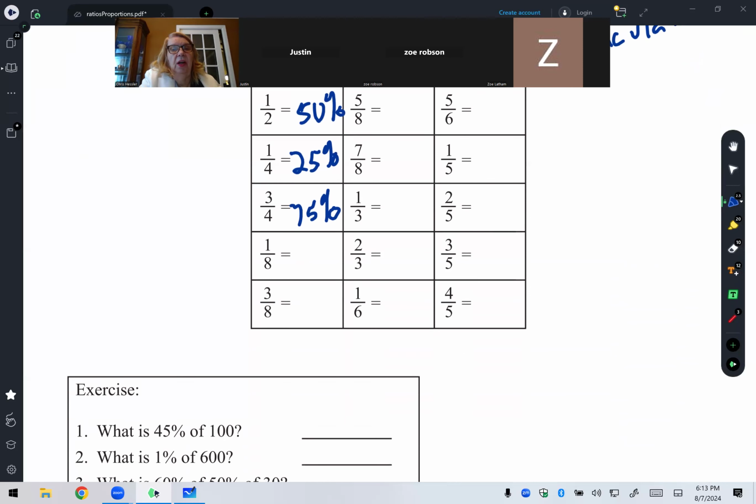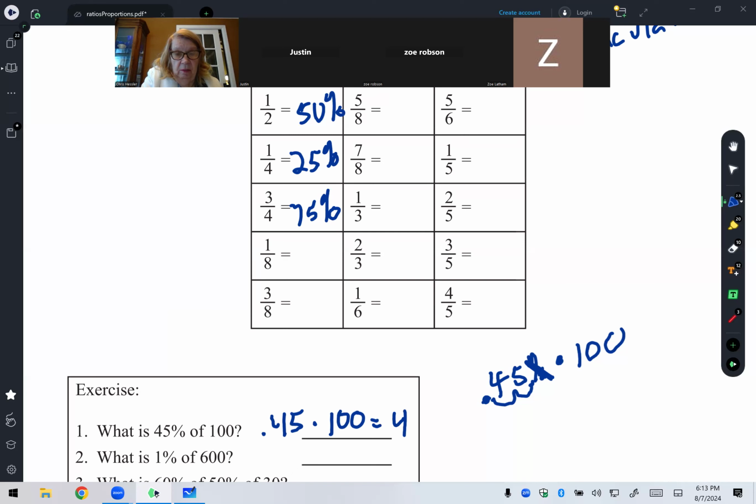Because I taught middle school, if we have 45% of, "of" means multiply. So what I do is drop the percent. You might have learned, go 2 to the left. With middle school kids, I just say make a little dot. So this will be 0.45 times 100, which will be 45.